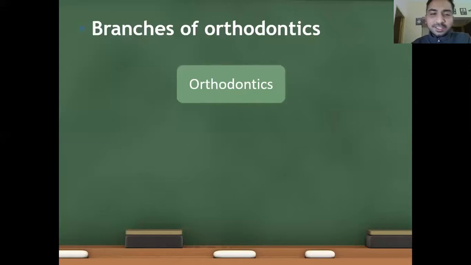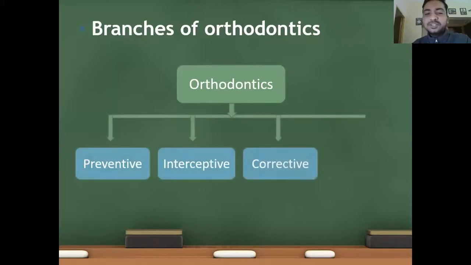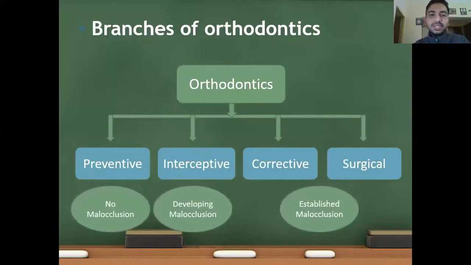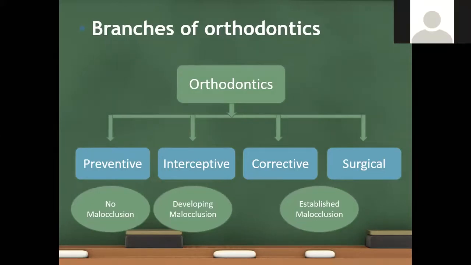Okay, so these are the branches: preventive, interceptive, corrective, and surgical orthodontics. And we also know the differences. That is, if we do something before there is malocclusion, that branch is known as preventive orthodontics, which we'll be discussing today. If we do something when the malocclusion is just developing, then that branch is interceptive. And if we do something when the malocclusion is fully established, there is a full-blown malocclusion, those are dealt with by corrective or surgical orthodontics.